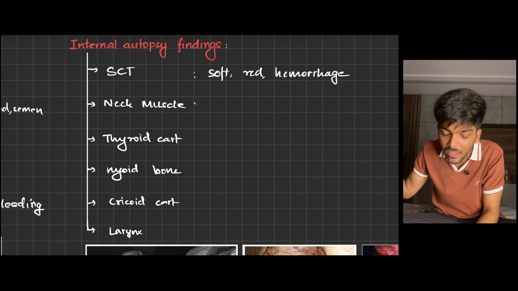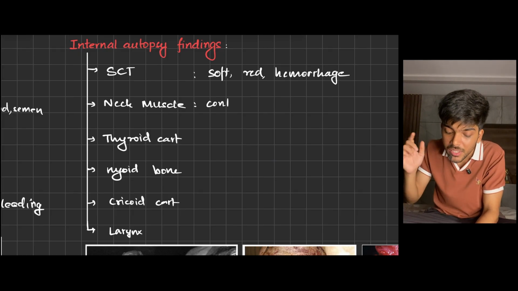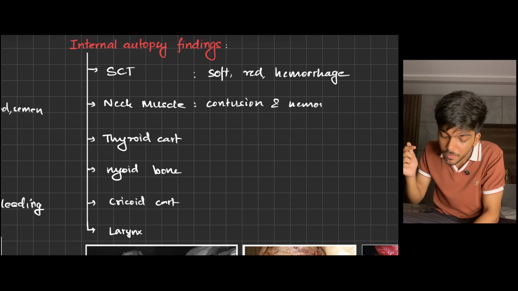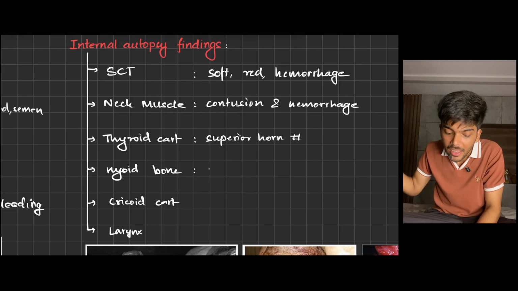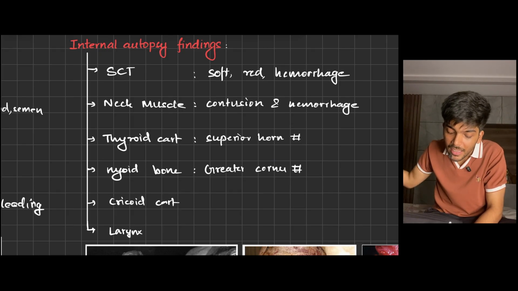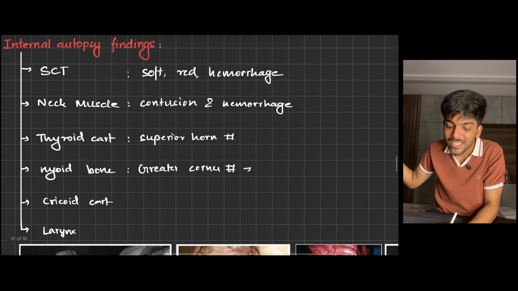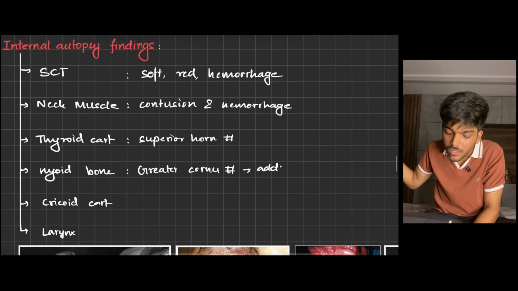In case of hanging, neck muscle didn't show any contusion and hemorrhage. Here, due to extensive force, there is contusion and hemorrhage of the neck muscle. In thyroid cartilage, like in hanging, here also there is superior horn fracture. In hyoid bone, just like hanging, here is also the greater cornu fracture. But in hanging, there was abduction fracture or side to side fracture. Here there is adduction fracture.